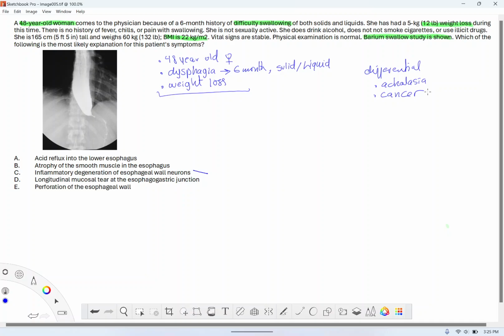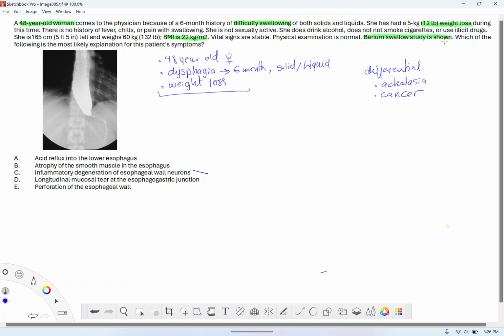So these are things I should be thinking about, but they're telling you in this question, you can think of esophagitis, but it's ruled out because the person has no fever, no chills, no pain and swelling. She's not sexually active, so that rules out cytomegalovirus and candida and so forth. She does not drink alcohol or smoke cigarettes. Those are important clues that this is not cancer, though the weight loss can make you think that this is cancer.